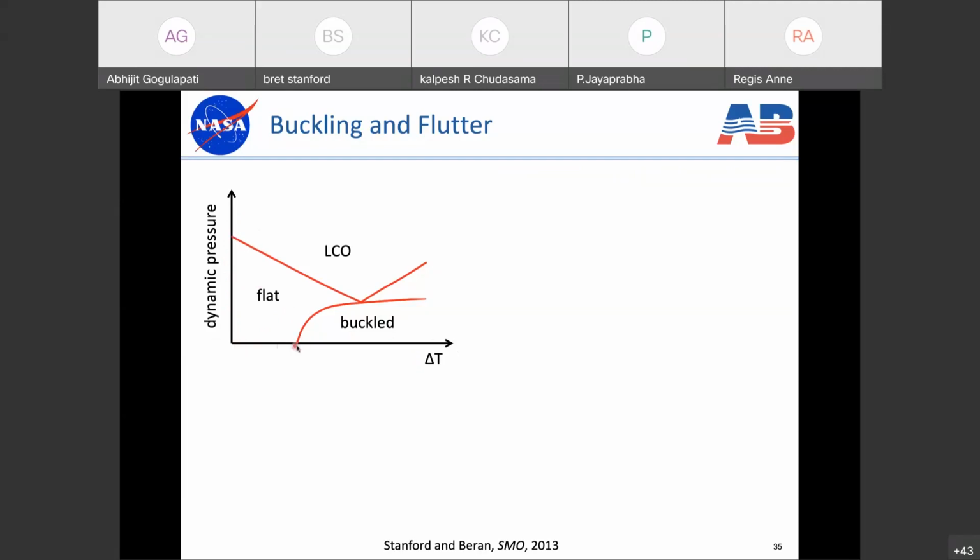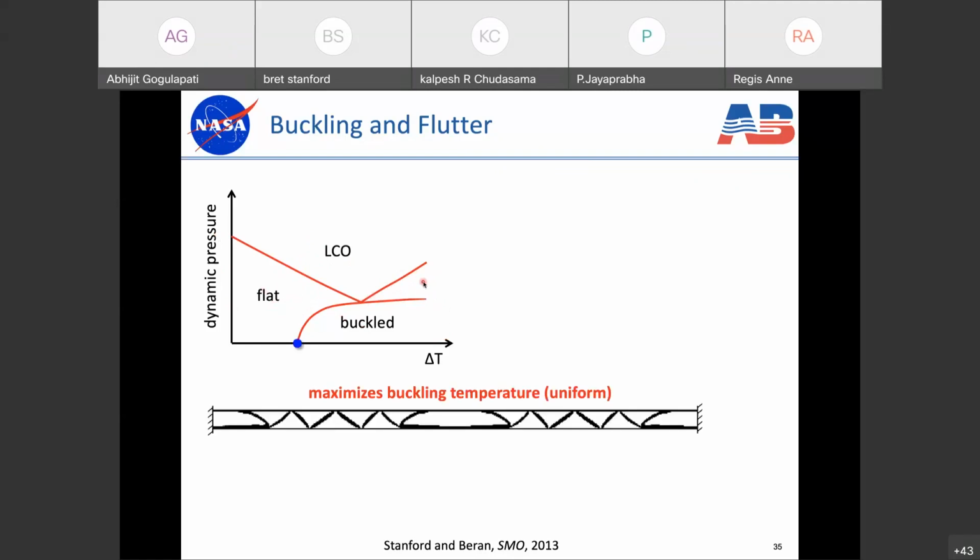On the other hand, if we go up the x-axis, if we increase delta T, at some point the structure will buckle, and once it buckles, it'll kind of pop out of place there. And if we increase dynamic pressure from there, the structure can be blown back flat again. And then if we keep increasing it, we'll go into a limit cycle oscillation. So these are the three main areas that we care about. There's a fourth area here where at sufficient delta T and sufficient dynamic pressures, we can get chaotic motions and aperiodic motions, but that's not really a focus for today's work.